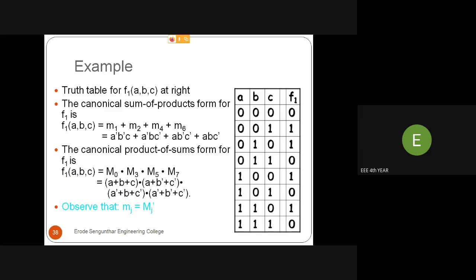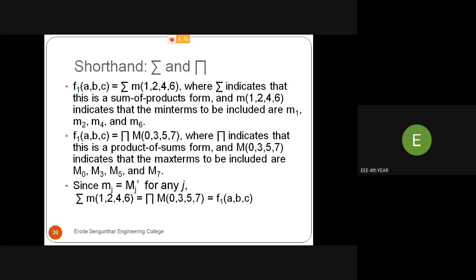See the minterm values m1, m2, m4, m6 are minterm values, so it is sum of product. So m1 plus m2 plus like that you have to write. Observe that mi, that is minterm, is equal to Mj bar. Both are complementary to each other. Okay, shorthand. Next, minterms are represented by the summation symbol and maxterms are represented by the pi symbol.